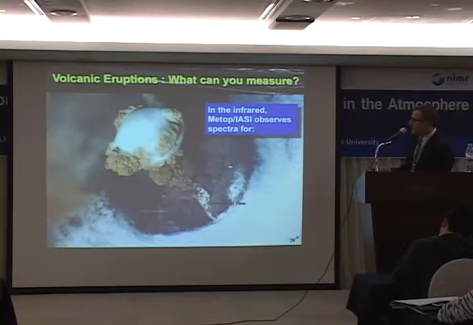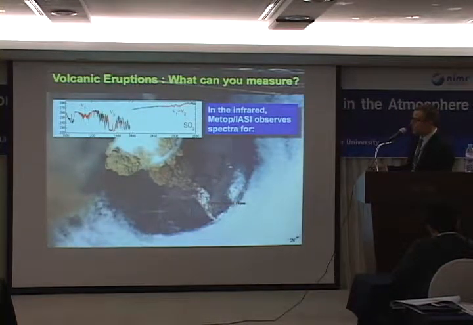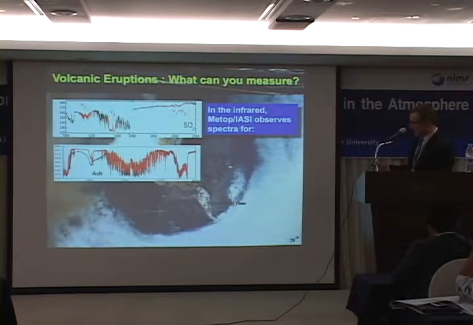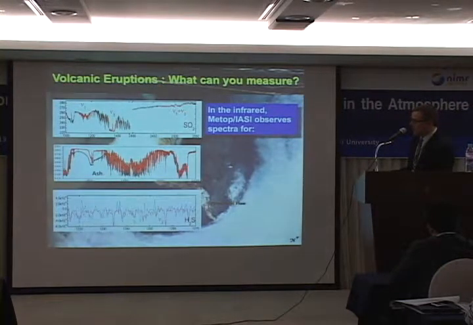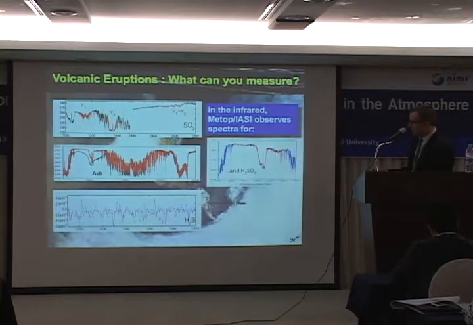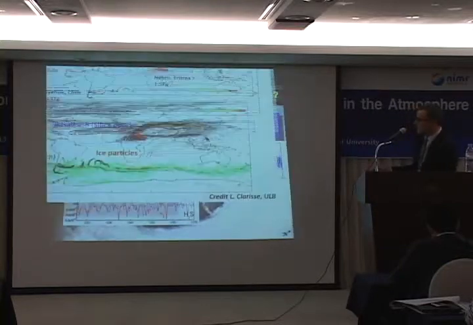Well, the IASI instrument measures spectra for quite a few things. SO2, which comes out of volcanoes and can be transformed into sulfate aerosol. Ash. Ash is very dangerous for aviation, and it has a spectral signature here in the infrared, which allows us, in fact, as I'll show in the next slide, to actually tell what kind of ash it is. Hydrogen sulfide and sulfuric acid as well are other things we can measure.